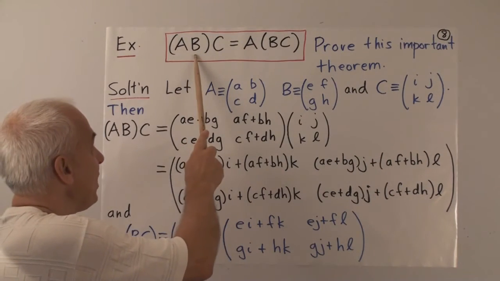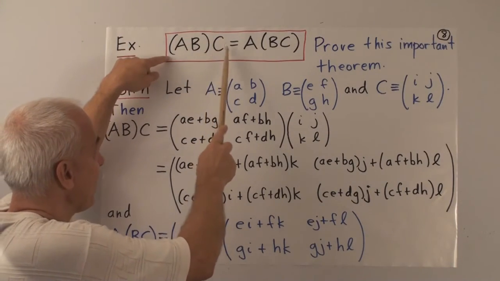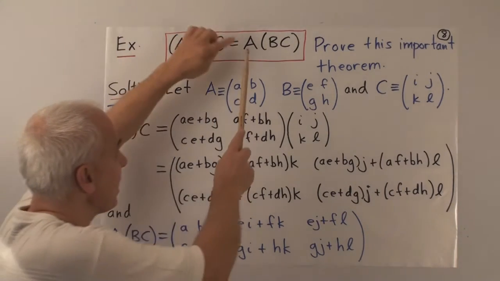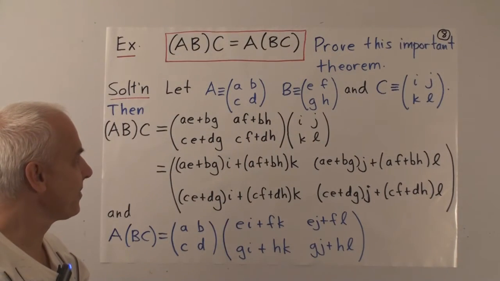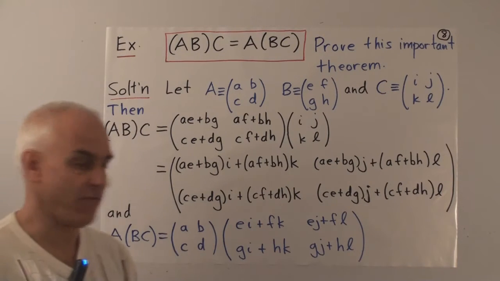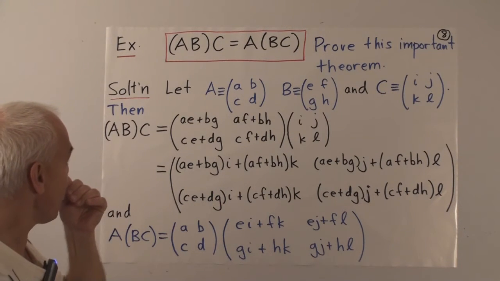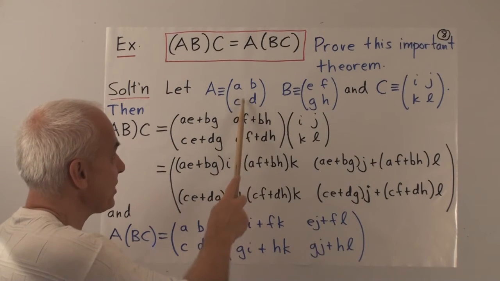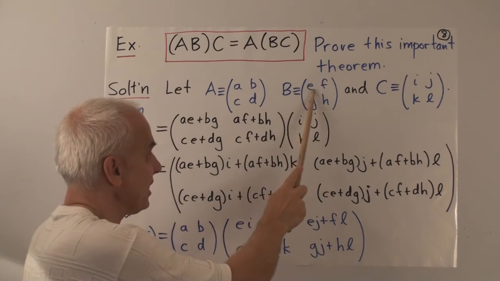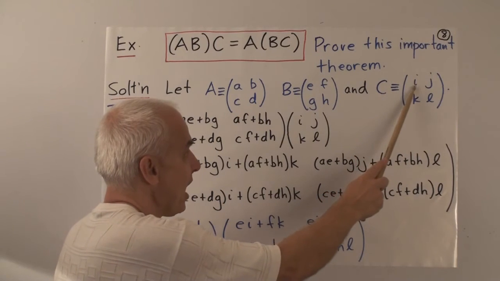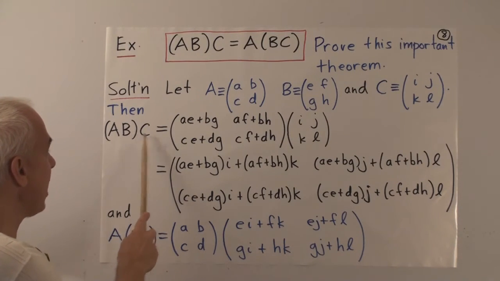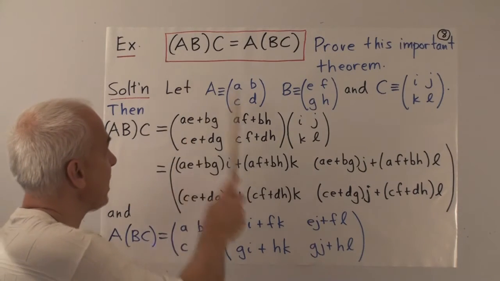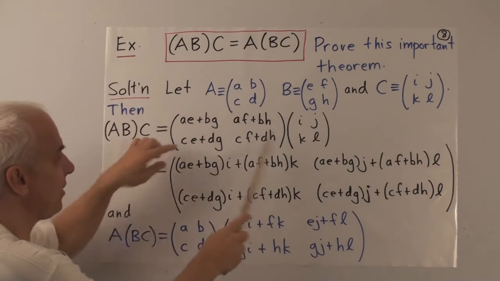It's that A times B, evaluated first, then times C, is the same as taking the matrix A and multiplying it on the right by B times C. So let me go through the proof of that. First of all, let A be the matrix A, B, C, D, B be the matrix E, F, G, H, and C be the matrix I, J, K, L. We'll calculate the left-hand side first, A times B first, times C. Well, we have to calculate A times B. What's that? Well, here is exactly A times B.